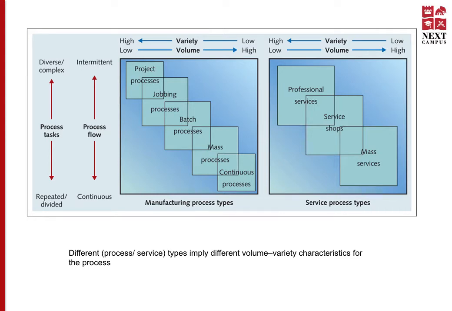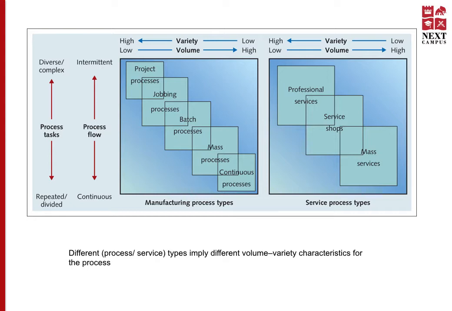If the volume of the product is high and the variety of the product is low, such a product becomes a natural candidate for a continuous process. Similarly, if the volume of a product is low and the variety of the product is high, it becomes a candidate for a project process. Based on different mixes between volume and variety, products can be assigned other processes like jobbing, batch, and mass.